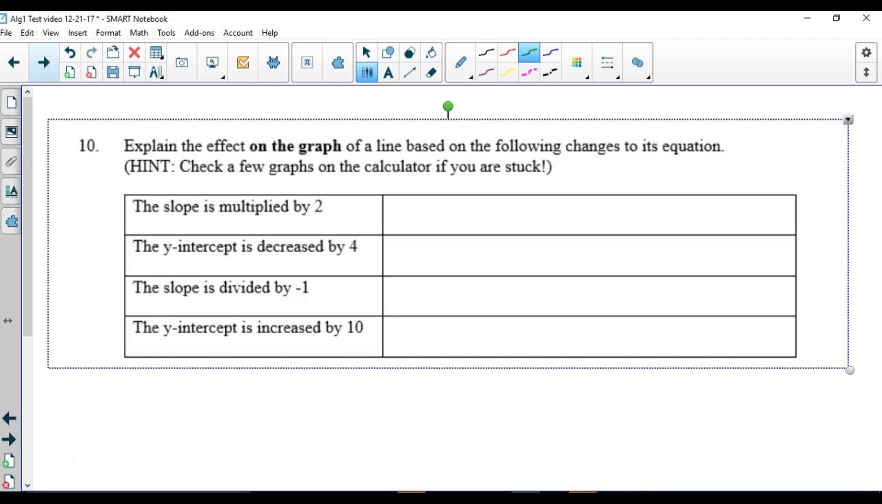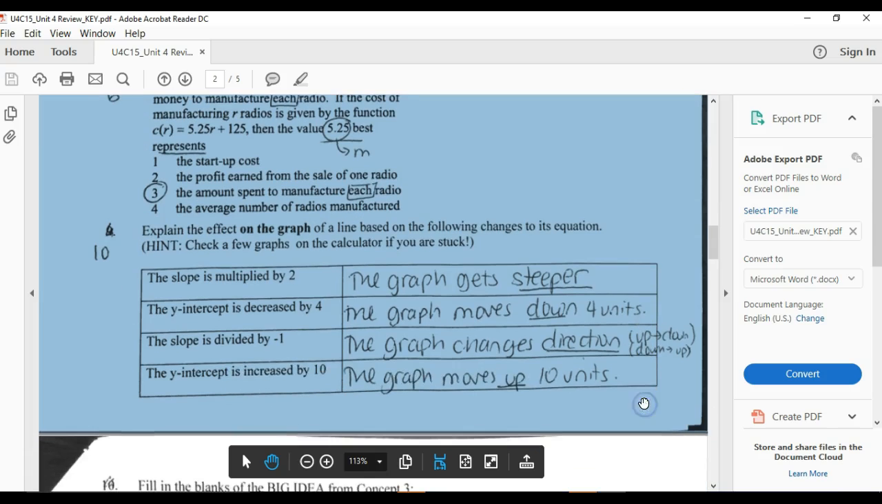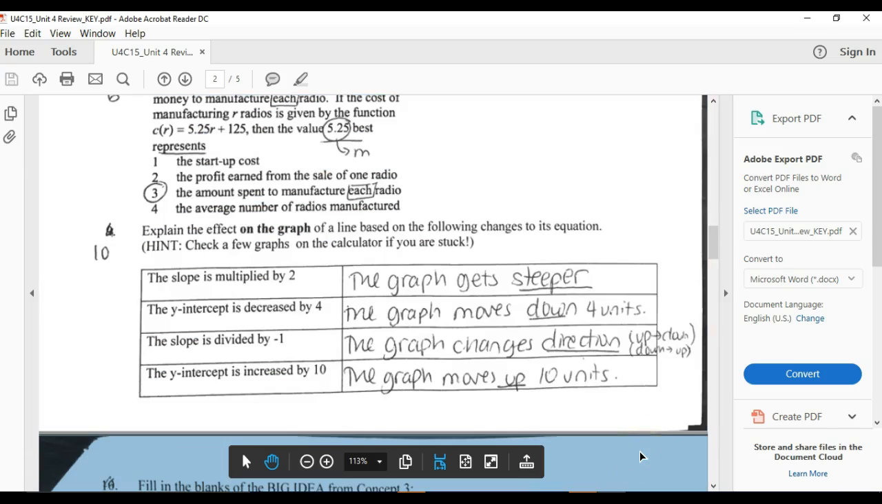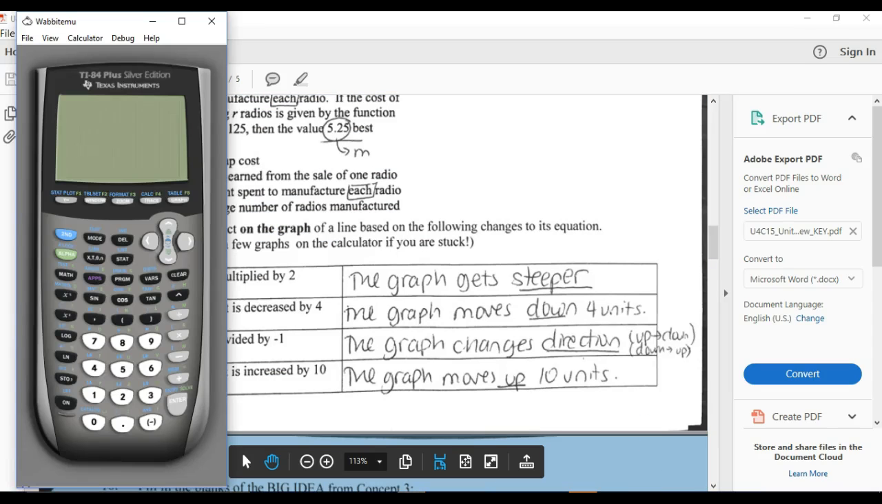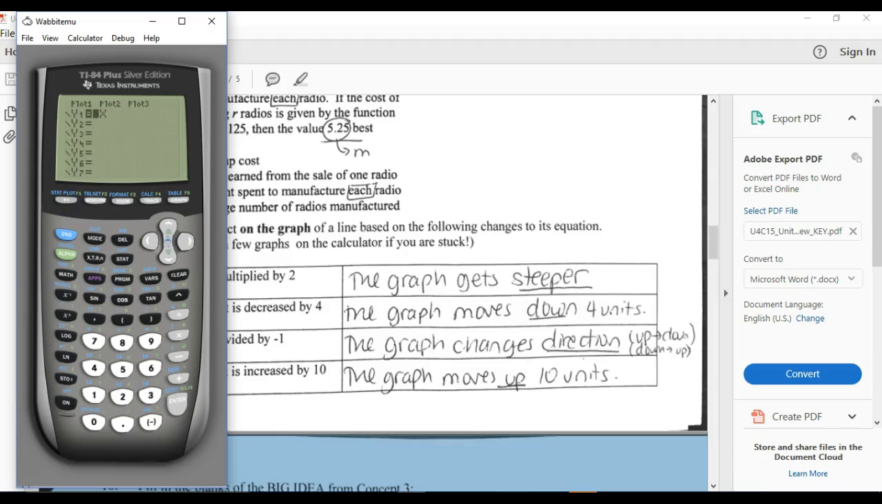So, if I have a slope and I multiply it by 2, what do you think happens? Well, let's take a look. In this case, the graph gets steeper. So, let's try it. I'm going to turn my calculator on. I'm going to press y equals. If my first slope is 2x, this is what the graph looks like. If I multiply by 2, so 2 times 2, which would be 4, let's see what happens to the graph. That was my first graph, that was my second graph. So it got much steeper.